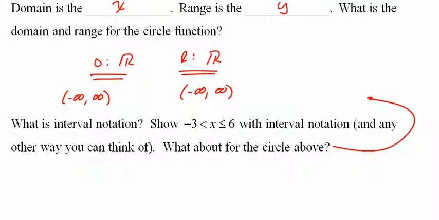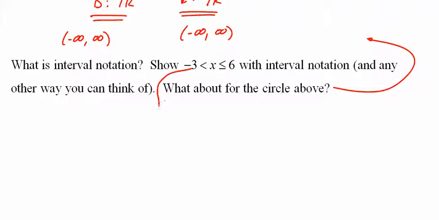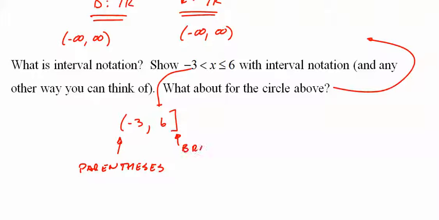How would you write this in interval notation? You'd say negative 3, parenthesis, which means no equals, to 6, bracket. This means, in this case, less than or equal. Could, in other cases, be greater than or equal. So you have the bracket and parentheses. Probably the most important thing we'll discuss.